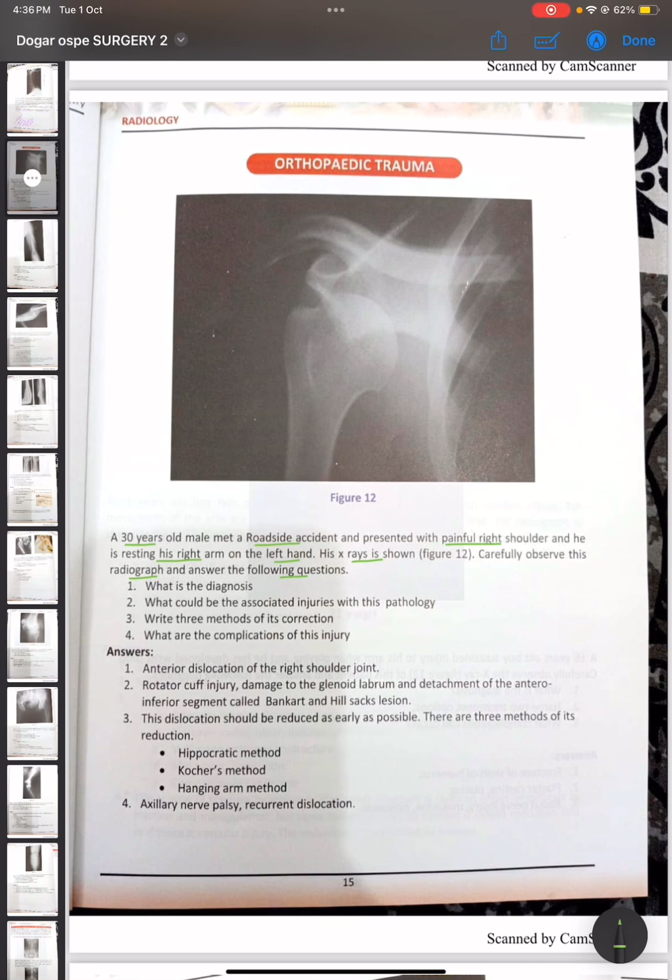What is the diagnosis? This is the X-ray. So here we have anterior dislocation of the right shoulder joint. This is the shoulder joint, and here we have the dislocation. Okay, what is the second question?